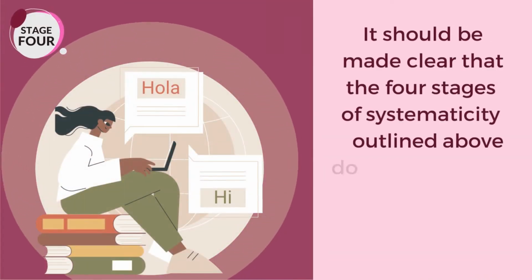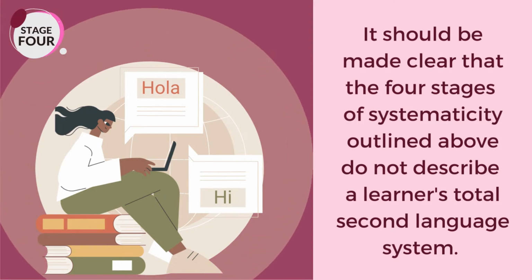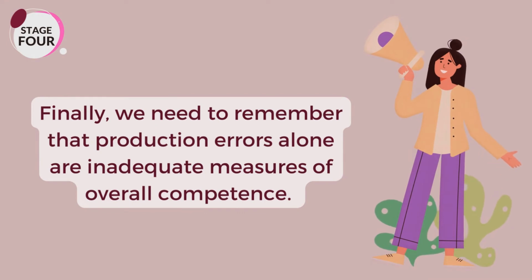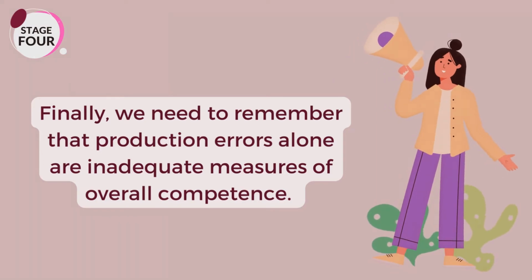It should be made clear that the four stages of systematicity outlined above do not describe a learner's total second language system. We will find it hard to assert, for example, that a learner is in an emergent stage globally for all of the linguistic subsystems of language. One might be in a second stage with respect to, say, the perfect tense system, and in the third or fourth stage when it comes to simple present and past tenses. Finally, we need to remember that production errors alone are inadequate measures of overall competence.